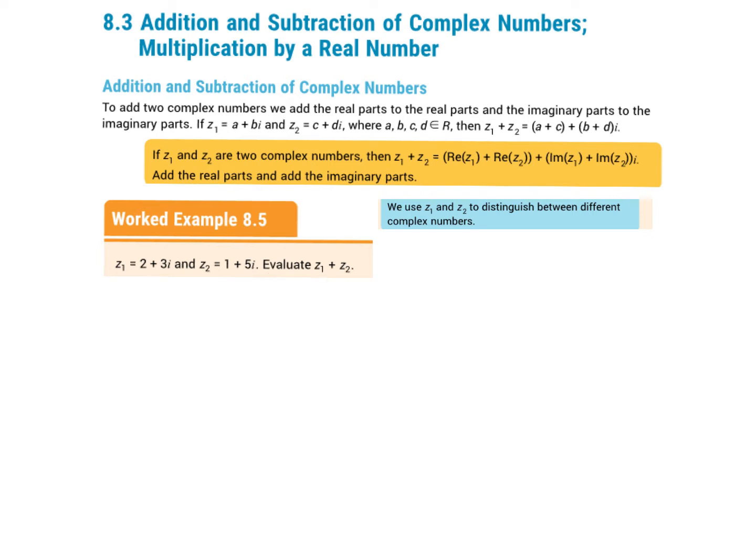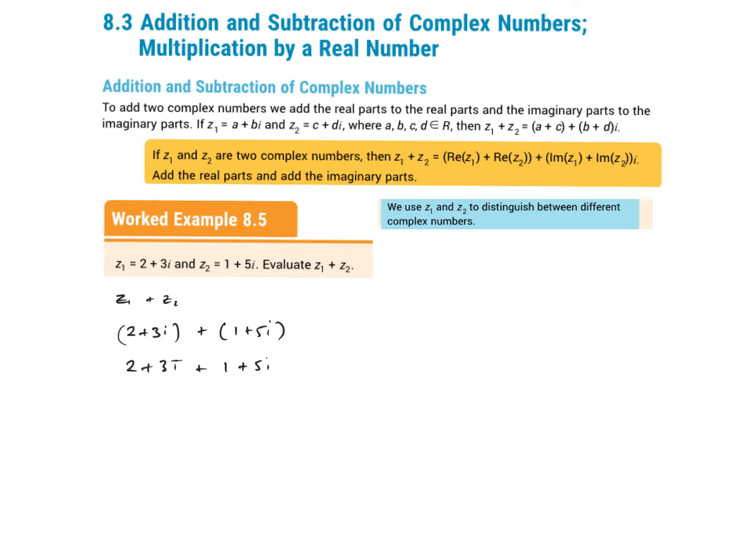So all we do is Z1 plus Z2. Z1 is 2 plus 3i. I normally put it in a bracket, so 2 plus 3i is your first bracket. We've been asked to add Z2 to it, and Z2 is 1 plus 5i, so stick it in the bracket. There's nothing to do with the brackets, so we can get them out. We end up with 2 plus 3i plus 1 plus 5i.